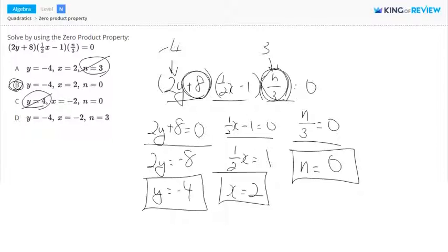What about D? It says n equals 3 again, and that's why this is wrong. Also, the x equals negative 2 is wrong too. When we plug in negative 2 to this equation, we are not going to get a 0. So that's why the answer to this question is B.